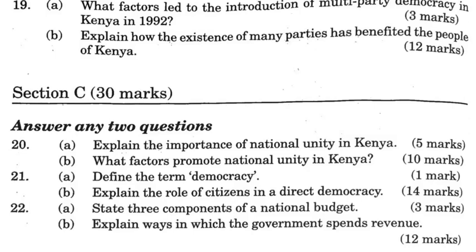21A. Define the term democracy. It is a system of government where supreme power rests with the people. 21B. Explain the role of citizens in a direct democracy. They initiate legislation. They formulate laws to govern them. They formulate government policies. They elect persons to implement government policies, for example, members of parliament.